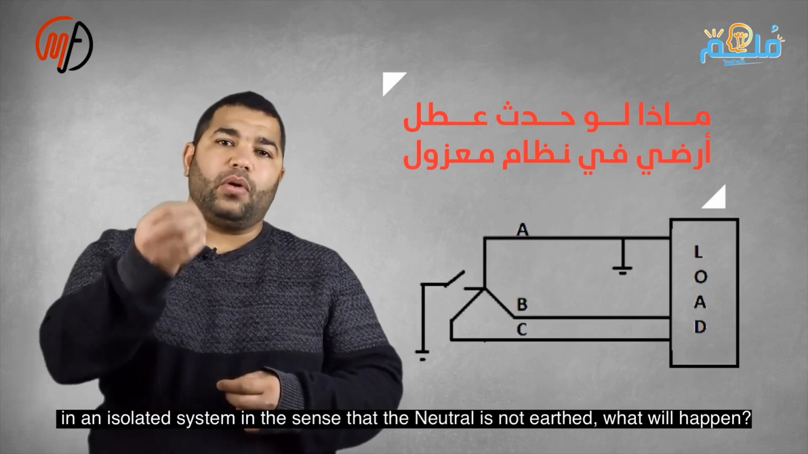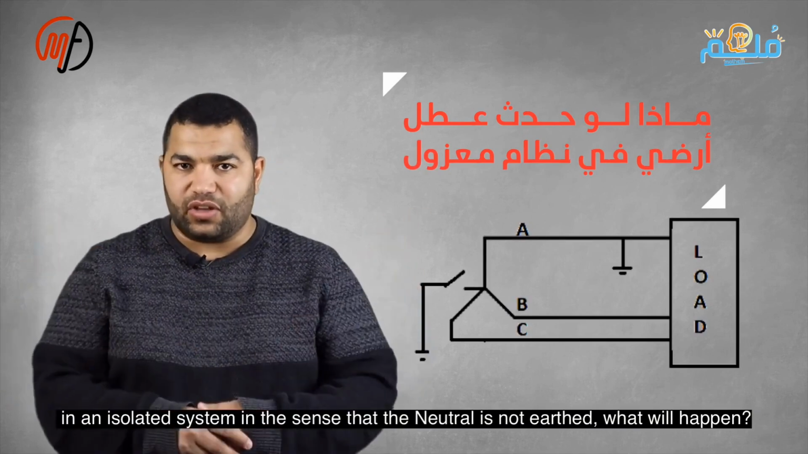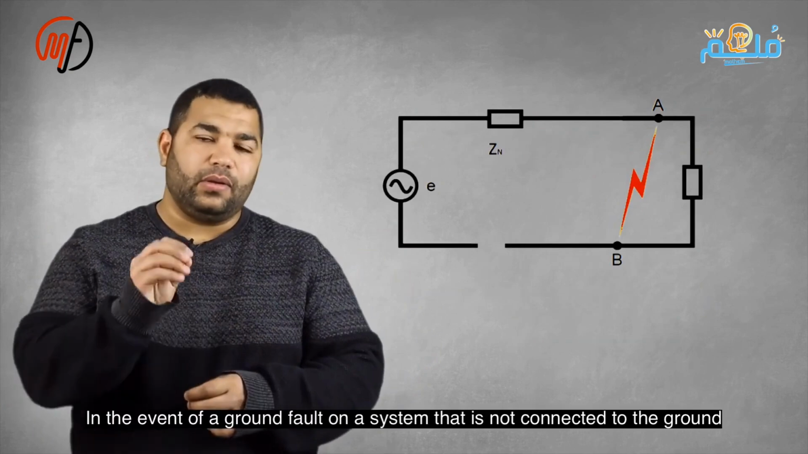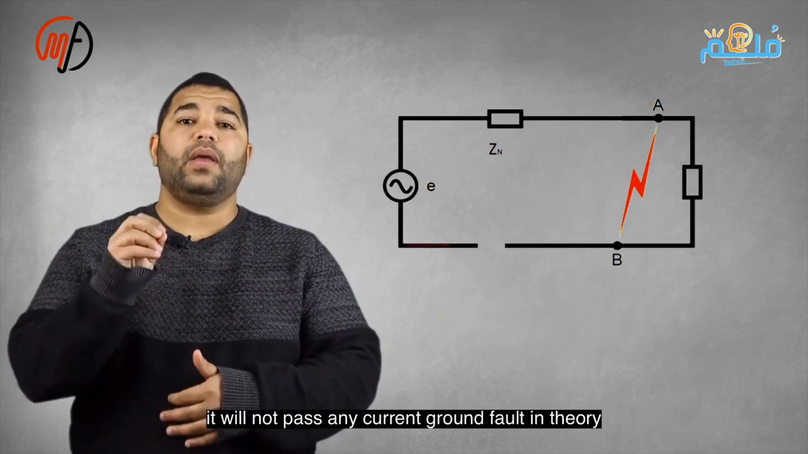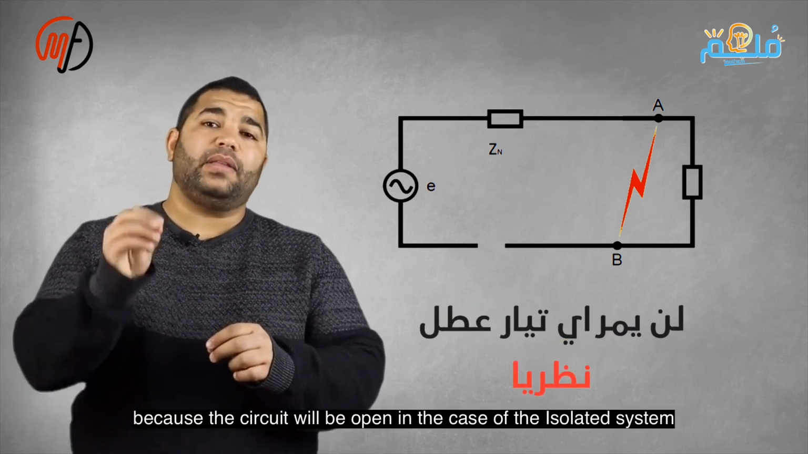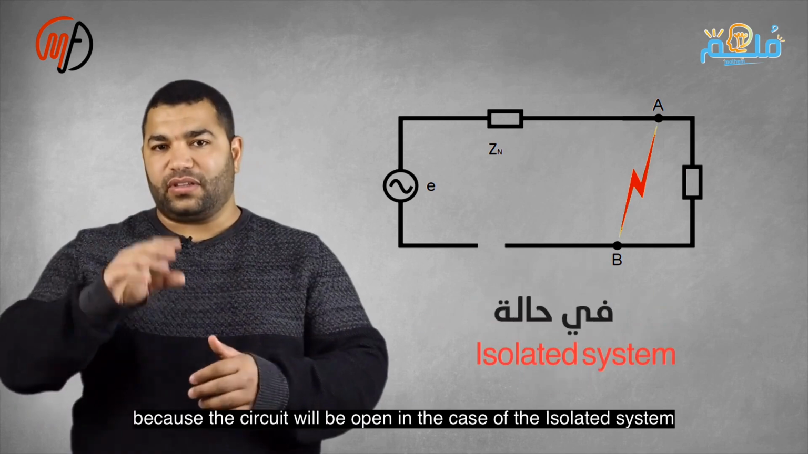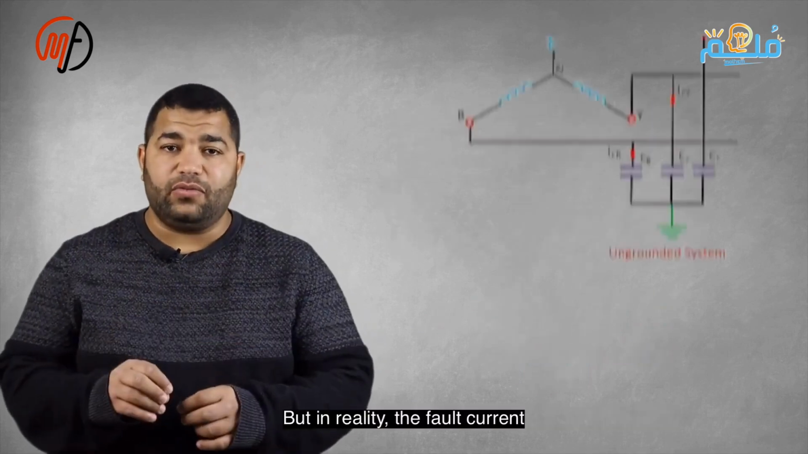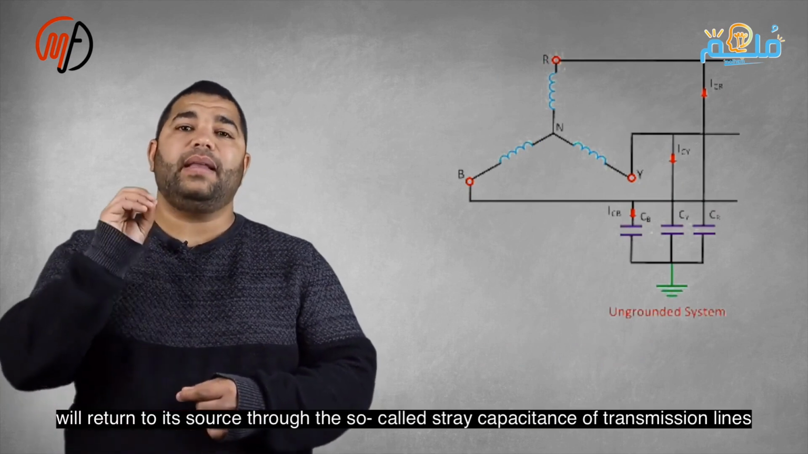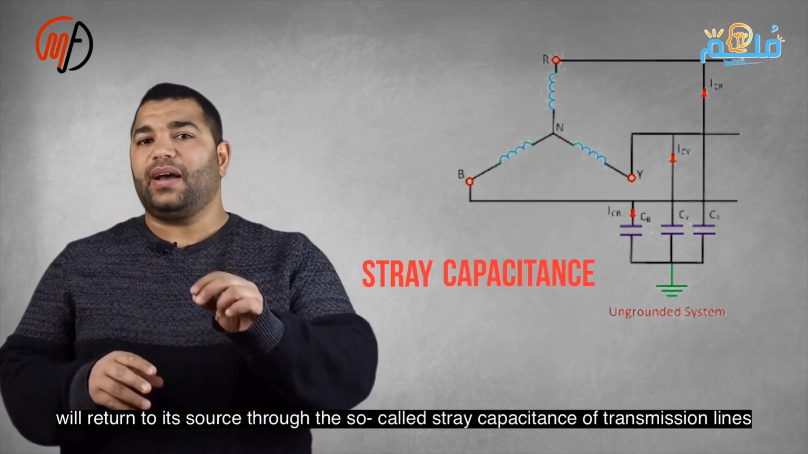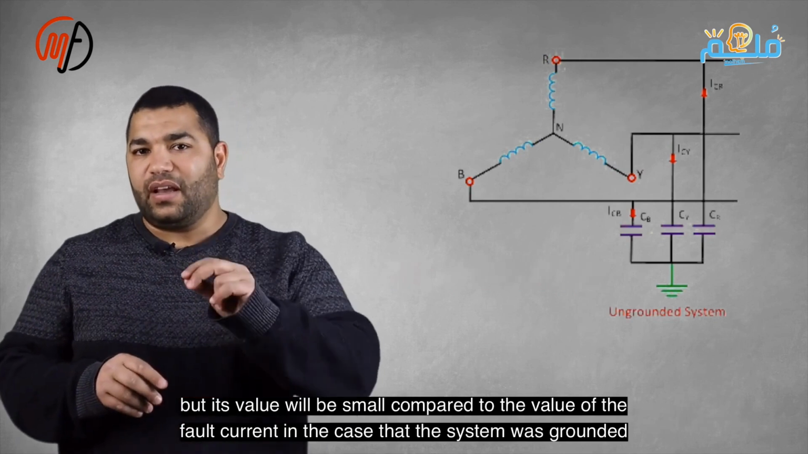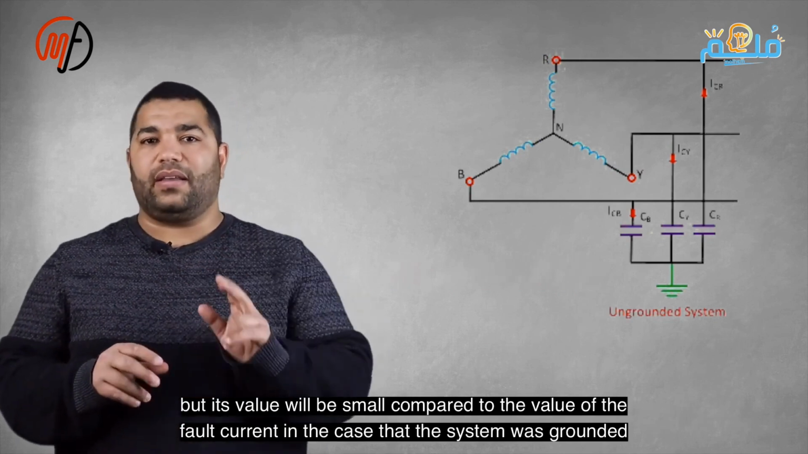In an isolated system, the circuit opens, but fault current returns via stray capacitance. A ground fault raises voltage on healthy phases due to line capacitances. Phase A's voltage becomes zero, and healthy phases' voltages become line voltage. If grounded through resistance, a ground fault shifts the neutral point, affecting phase voltages.